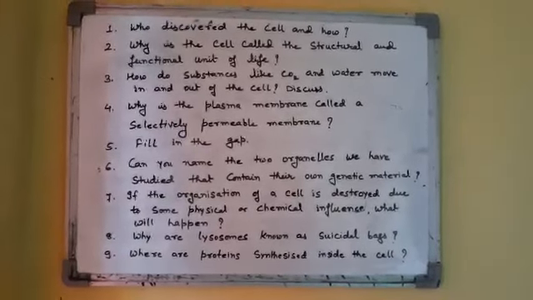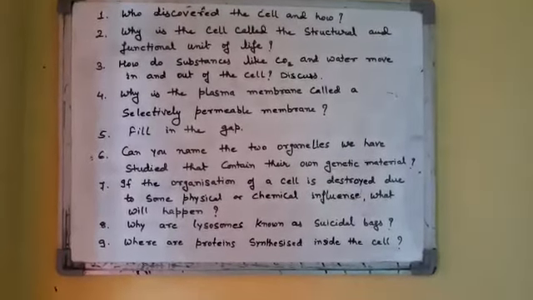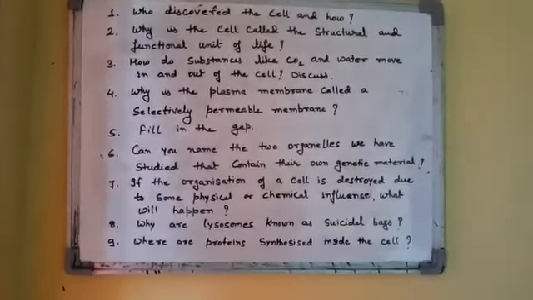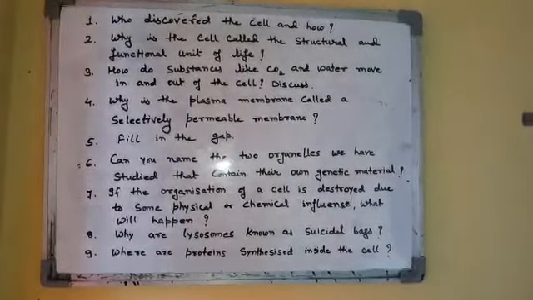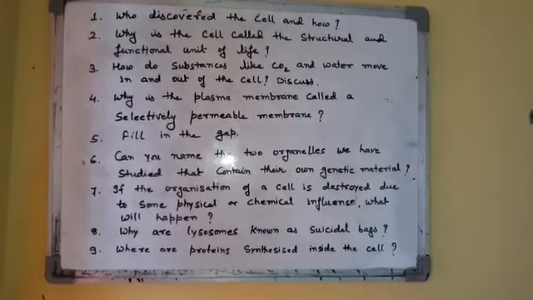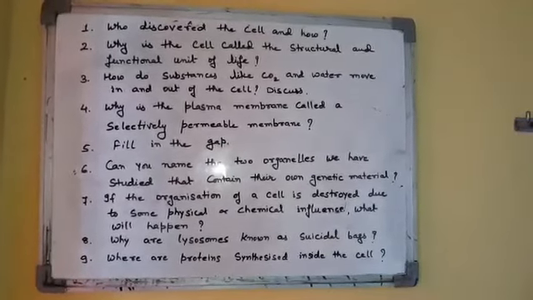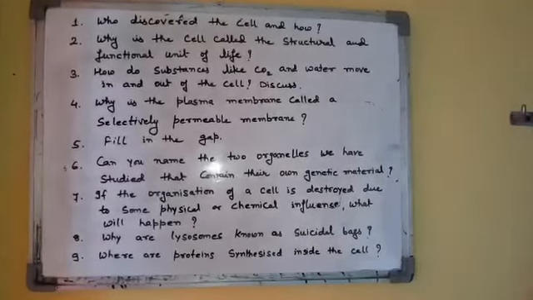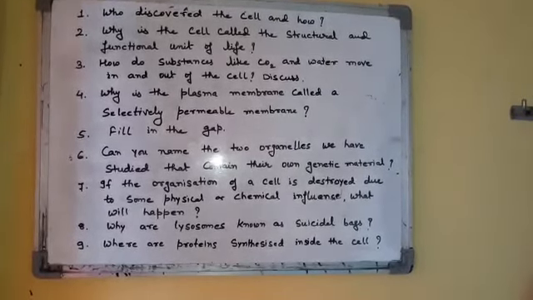The next question is, if the organization of a cell is destroyed due to some physical or chemical influence, what will happen? So here you will explain, if the organization of the cell is destroyed, what will happen? Two conditions would be there. The very first condition, when some problem occurs inside, the cell tries to repair itself. A special term is there, so you will explain about that. The cell will try to repair itself.